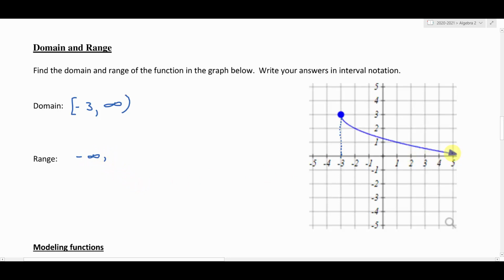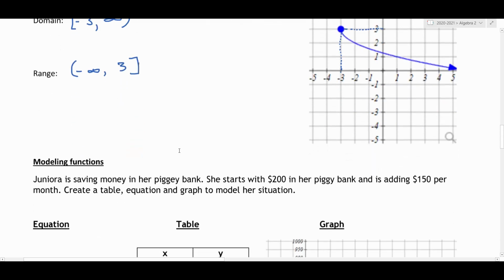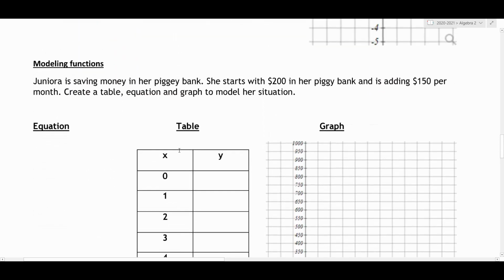So I'm going to go the other direction. I want to go up. I want to see how high I can go. So I follow my function up until it stops, and it stops here. And then I go over to the y-axis, and I see where I'm at. So I'm at +3. That's as high as this function will go. So I'm going to put a curved parenthesis on the -infinity and a square bracket on the 3. Okay, so it's telling me that y values can be anything from -infinity to 3. X values can be anything from -3 to positive infinity. Right. So there's your review on domain and range. Let's move on to modeling functions.